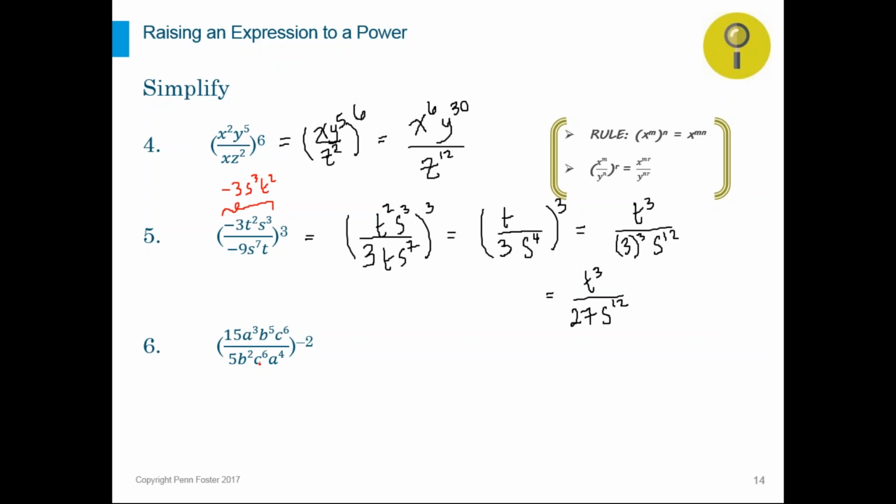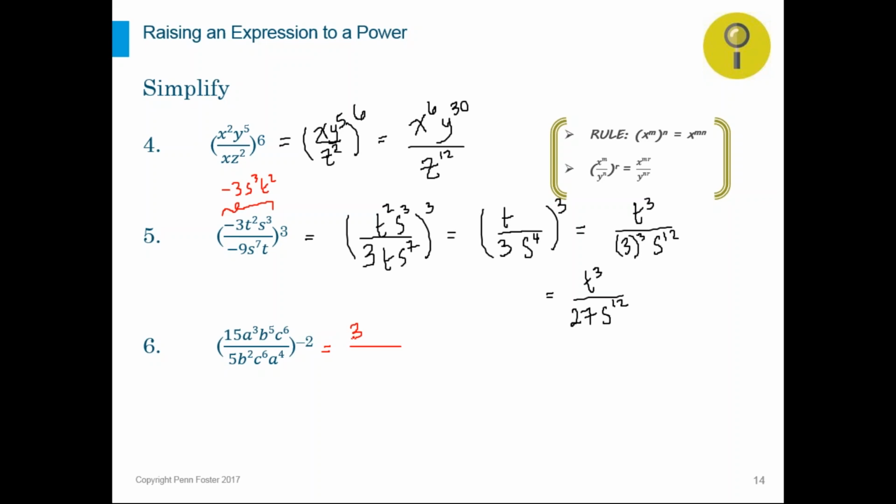Number 6, we have 15a cubed b to the fifth c to the sixth over 5b squared c to the sixth and a to the fourth, everything raised to the -2 power. I'm not going to care about the power now. I'm going to simplify my fraction to make it easier for me. So 15 over 5 is 3. So it's not going to be a third. 15 over 5, 15 is greater than 5, so our answer has to be a whole number, not a fraction. So 3 is going to be on the top.